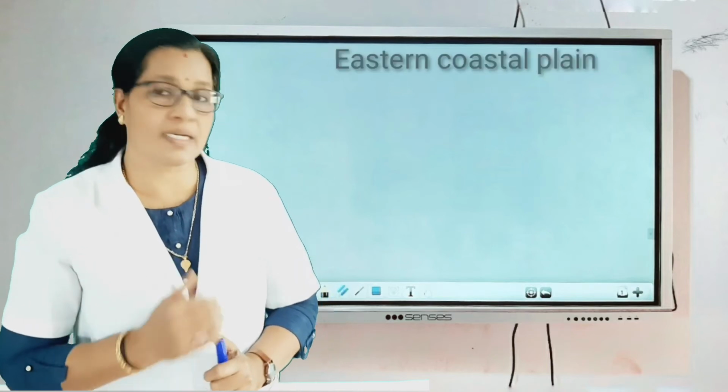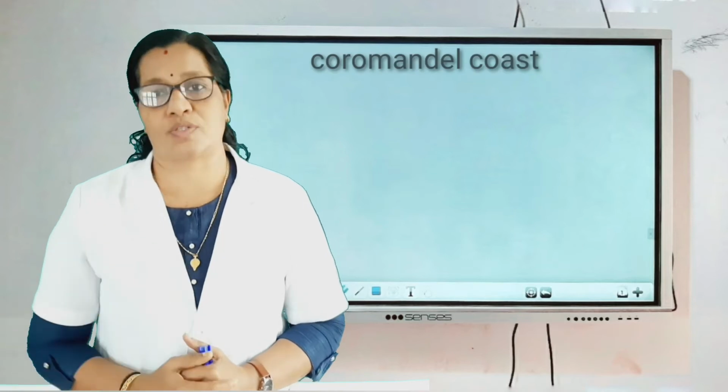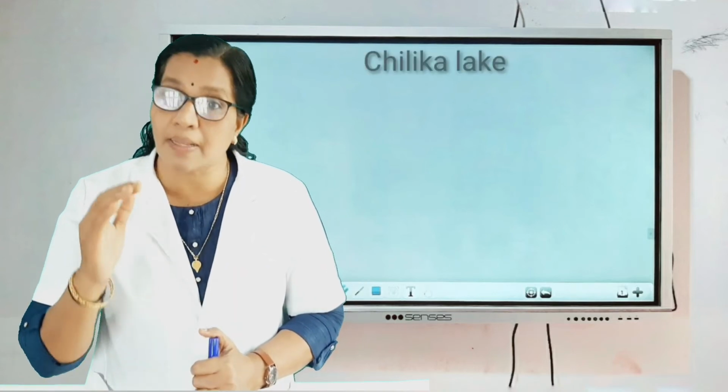Then the eastern coastal plain. This lies between the Eastern Ghats and the Bay of Bengal. It consists of two parts. The northern part is known as the Northern Circars and the southern part is known as the Coromandel Coast. It has thick alluvial deposits and fertile deltas. Chilika Lake is an important feature along the eastern coast.